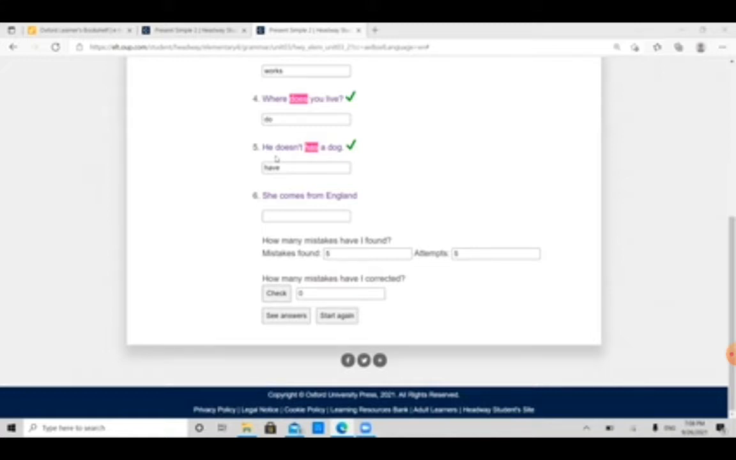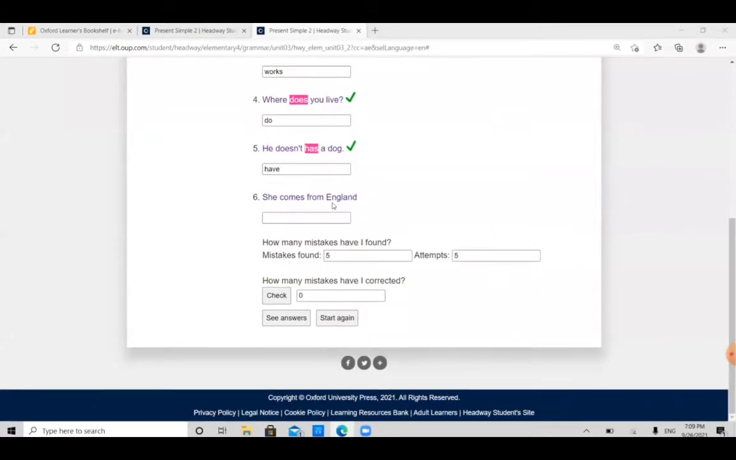I think this is correct. Same. Who agrees with Abdul Ghani? She comes from England. Yes, anybody agrees with him? Yes, Habib? Yes, I agree. I agree also. Yes, actually, Abdul Ghani is correct. We have a singular subject, third person singular, she or he or it. The verb in the simple form, we added s because the subject is singular. She comes from England.